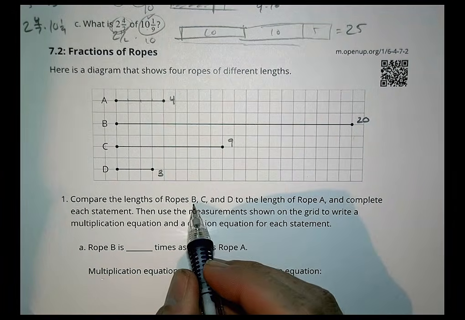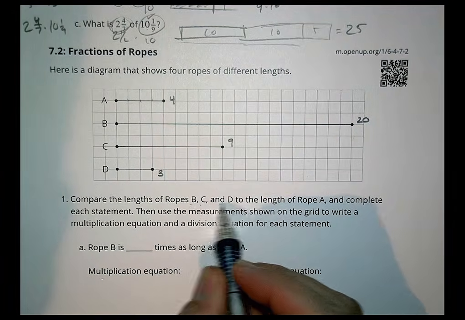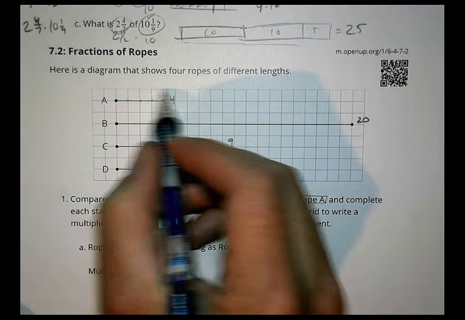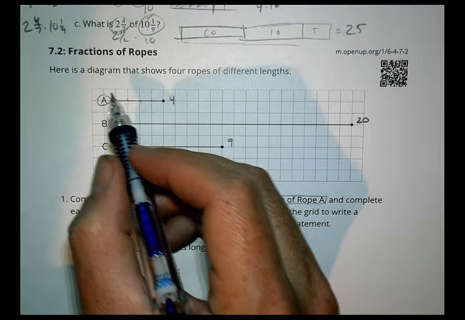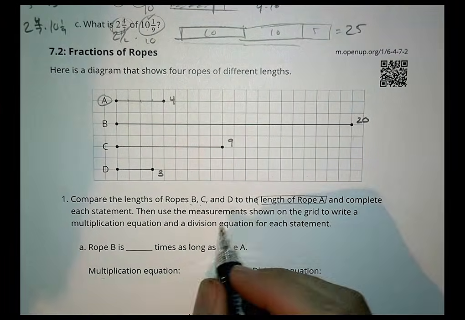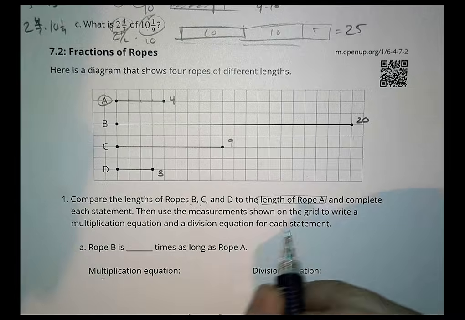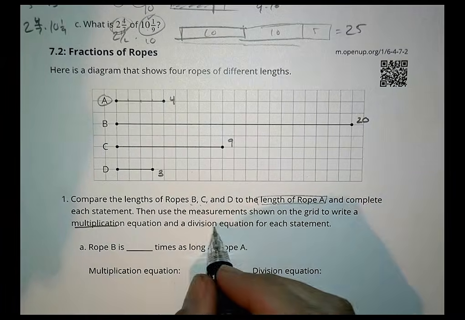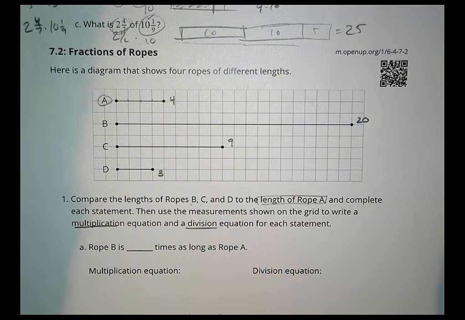It wants us to compare the lengths of ropes B, C, and D to the length of rope A. So A is kind of our starting point here. A is like our 1, so to speak. Then use each measurement to show on the grid to write a multiplication equation and a division equation. So we're going to compare, and then we're going to write a multiplication and division equation.